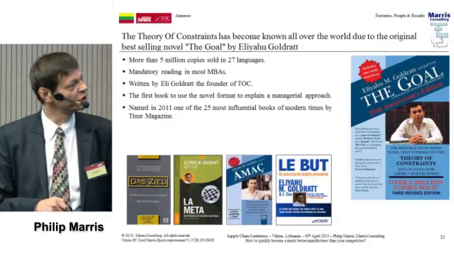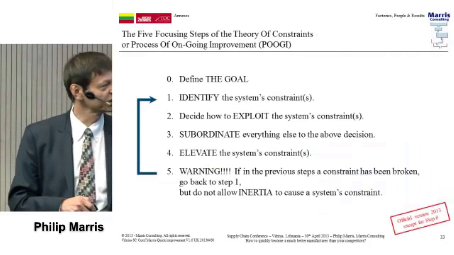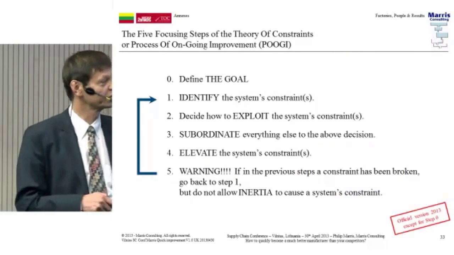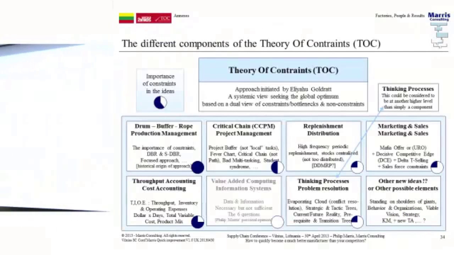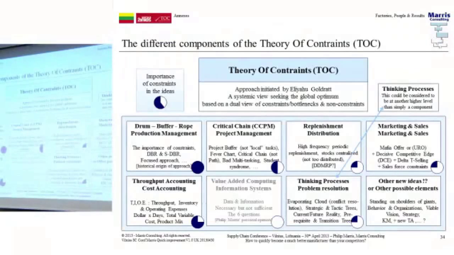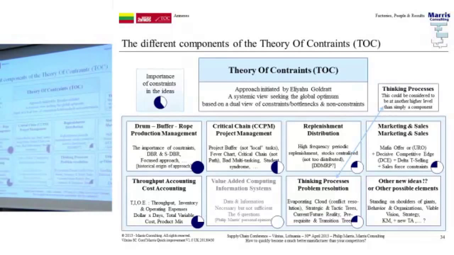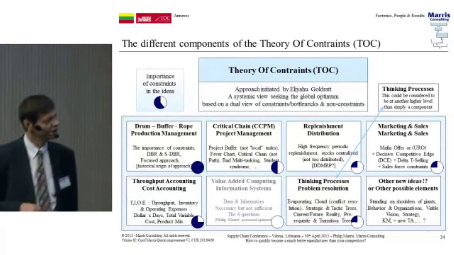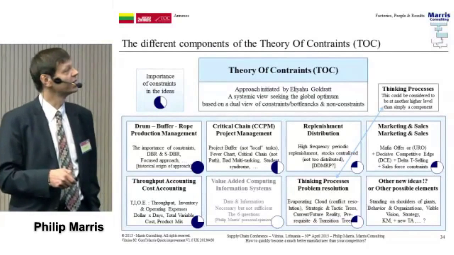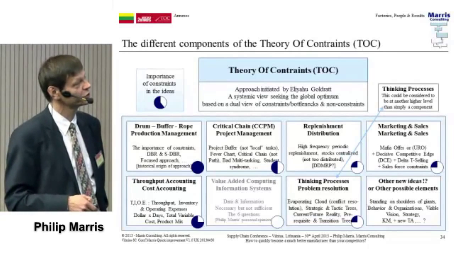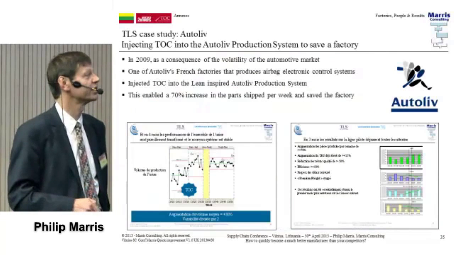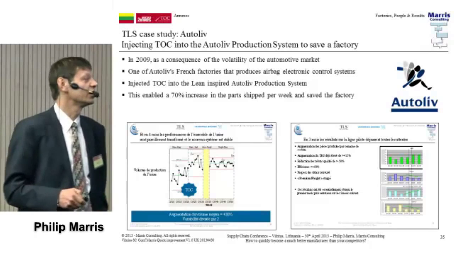It's a reminder about the books, what the 5 focusing steps are. My view of what the theory of constraints is, all of it. We've only talked about this part here. Other conferences have been about critical chain. Other ones about replenishment and distribution. There's more about marketing, throughput accounting, some today, some tomorrow, the thinking process and so forth. More case studies. That's an Autoliv TLS case study. That's a steel industry case study.